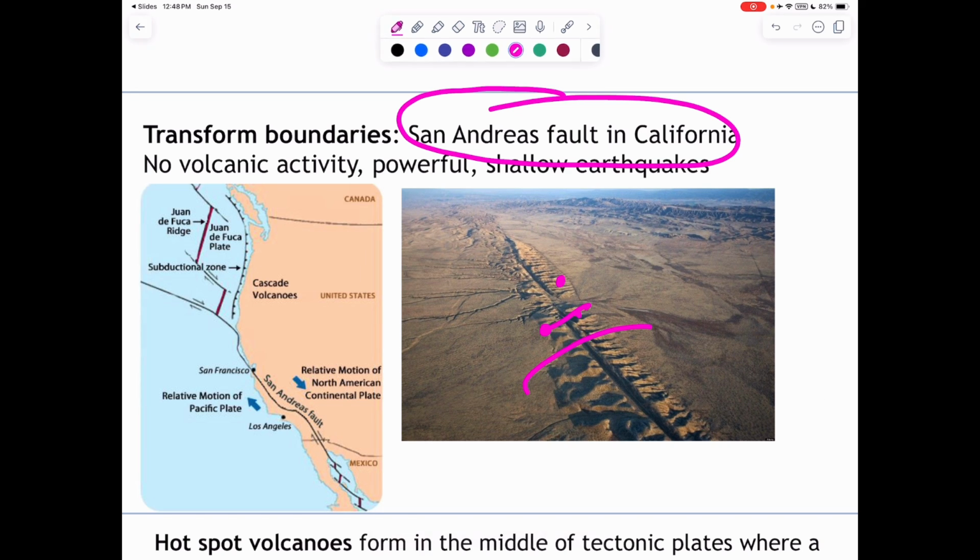But at the end of the day, what's happening with these, which is so unique, is I've got one plate moving that way, another plate moving that direction. So these two plates are just sliding against each other.